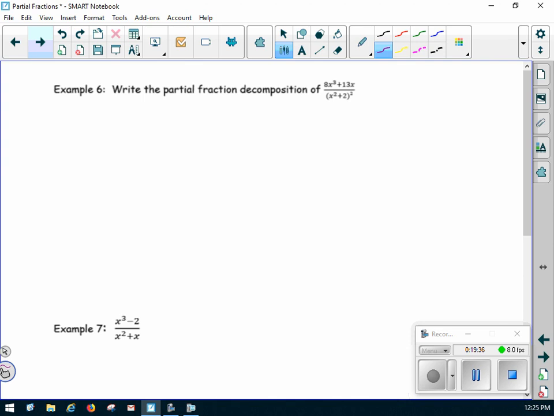Do we need to do long division? No. It's a degree 4, because if you multiply it out, multiply that bottom out, it would be a degree 4. So do we have to do long division? No. Is the bottom already factored? Yes. So we don't have to do long division. The bottom's already factored.